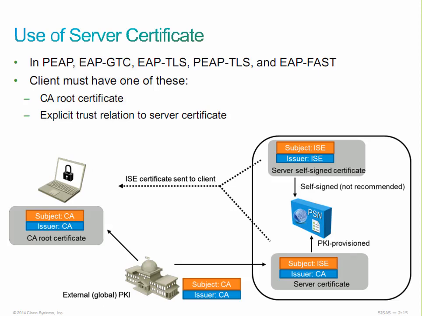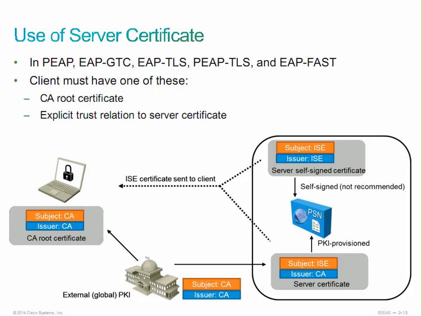All right. For most EAP methods, ISE needs to have some sort of identity certificate that the clients will be able to verify. For example, in PEAP and EAP-GTC, the clients verify the server certificate, and then the server authenticates the clients using some other credentialed method. In EAP-TLS and PEAP-TLS, each side verifies each other using certificates.